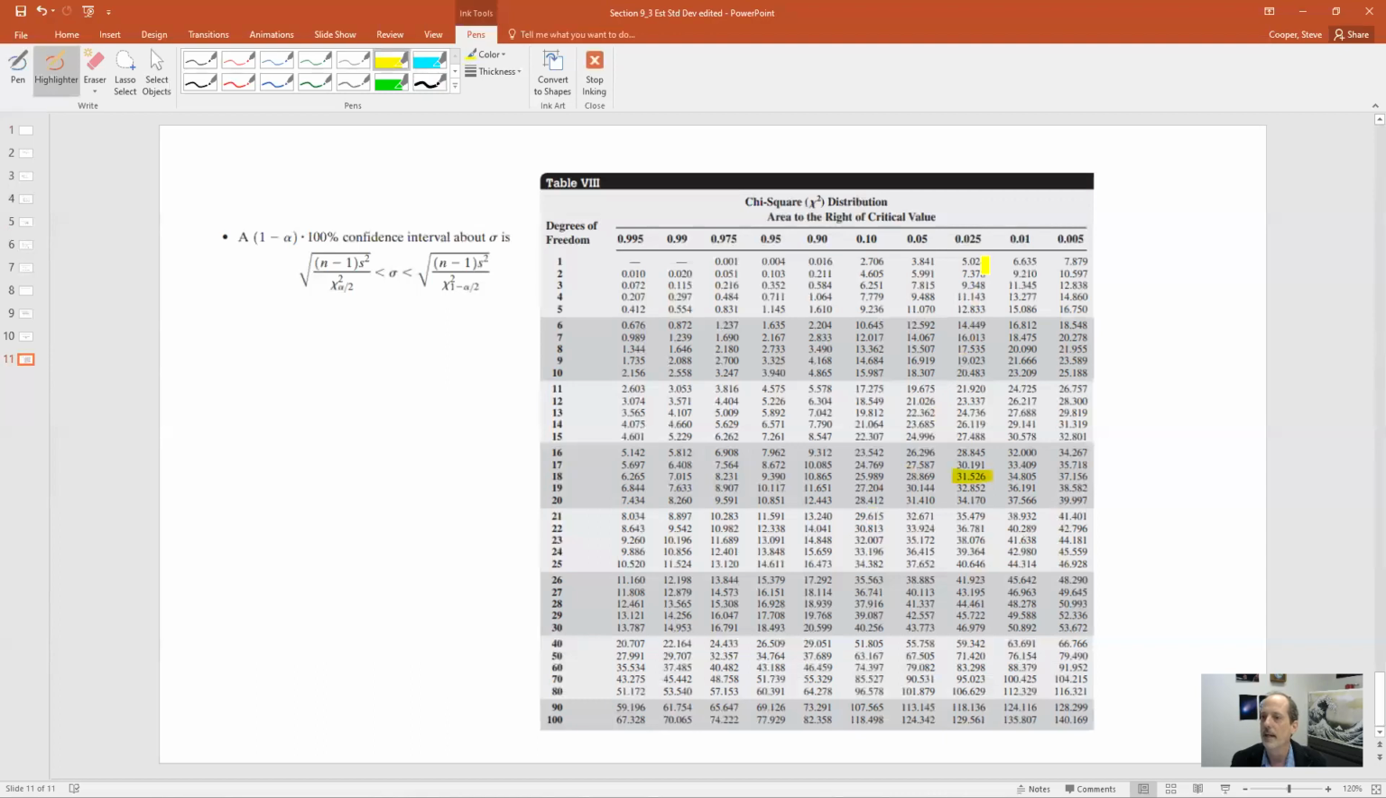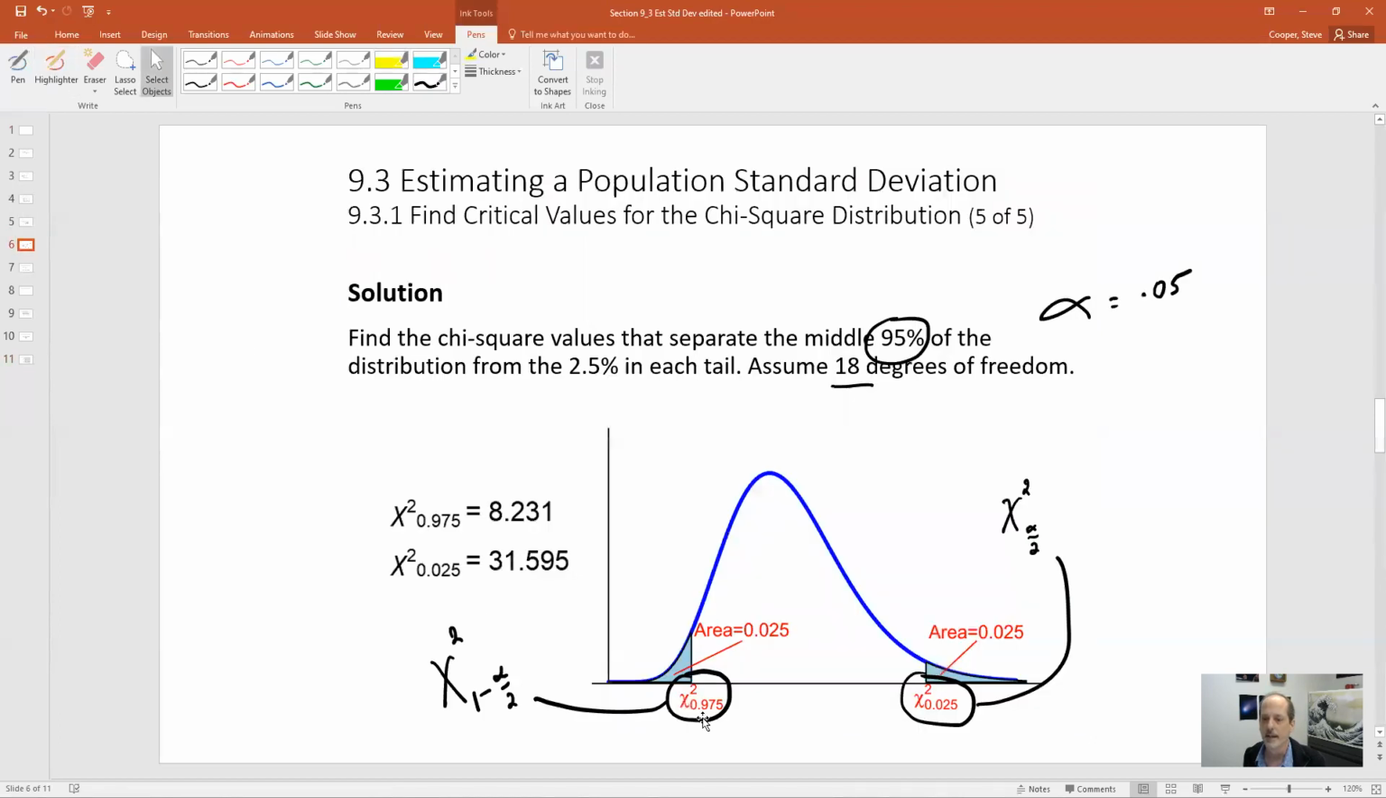And then 1 minus alpha, so that's going to be 0.975. Same degrees of freedom, so that's where we got the 8.231. So we go back up here, and we see that chi-square of 0.975 was 8.231, and chi-square of 0.025 was 31.595. Okay, so why are we looking this up?